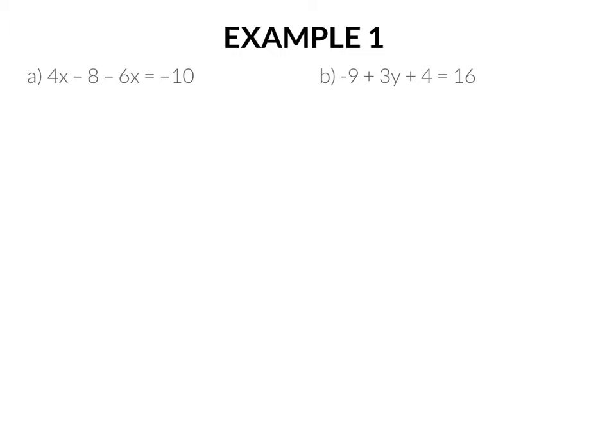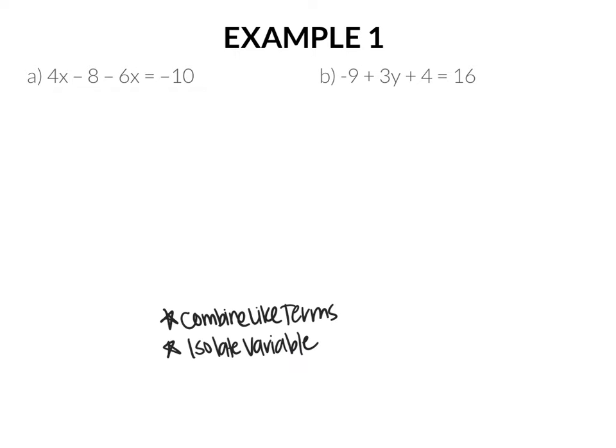Here's part A and part B of our first example. For these problems, we're going to combine our like terms and then isolate our variable. Let's look at problem A. My like terms are 4x and minus 6x, giving me negative 2x. I bring down the minus 8 and the negative 10. Now that I've combined like terms, I have a two-step equation to solve.